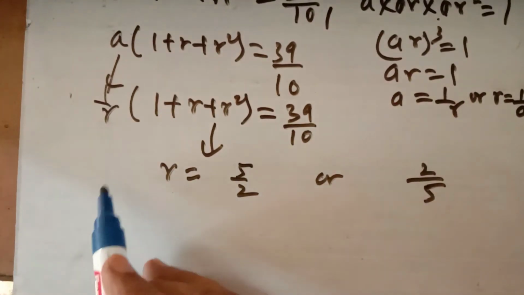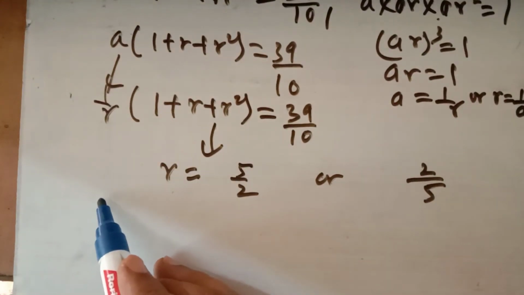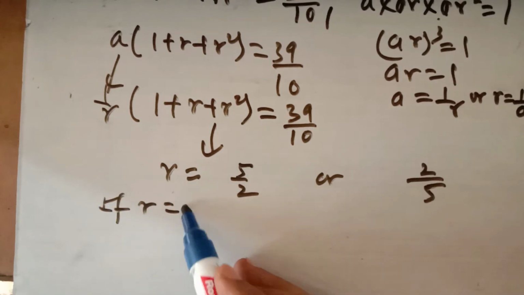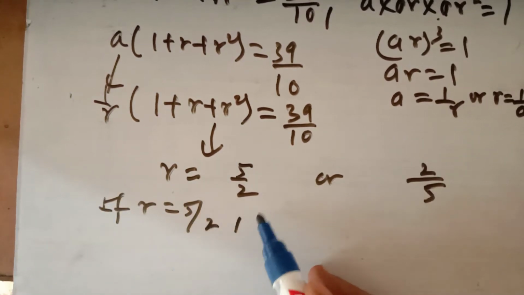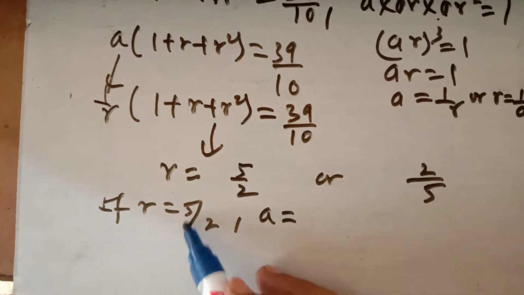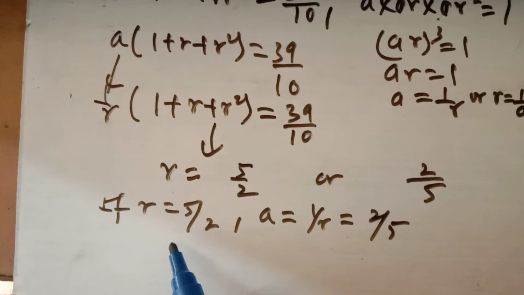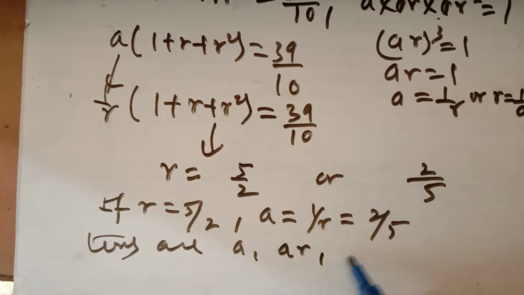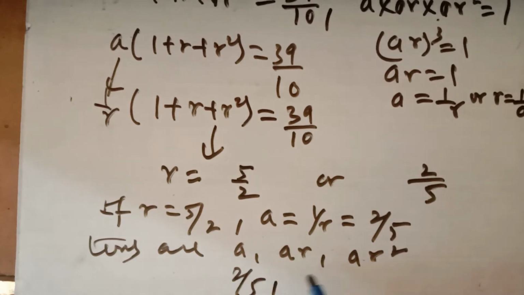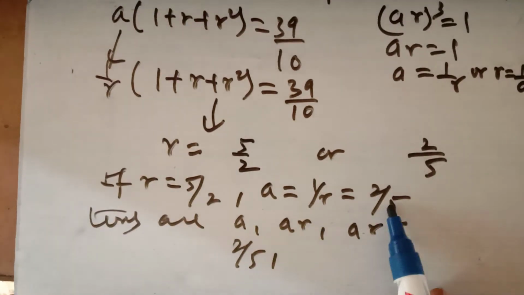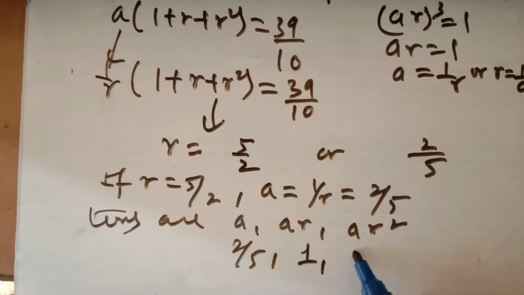So you'll get two geometric progressions. If R is equal to 5 upon 2 and A is equal to 1 upon R, which will be equal to 2 upon 5, then in this case the first three terms are A, AR, AR squared. So the first term is 2 upon 5. The next will be A into R, which is equal to 1, and the next will be 5 upon 2.